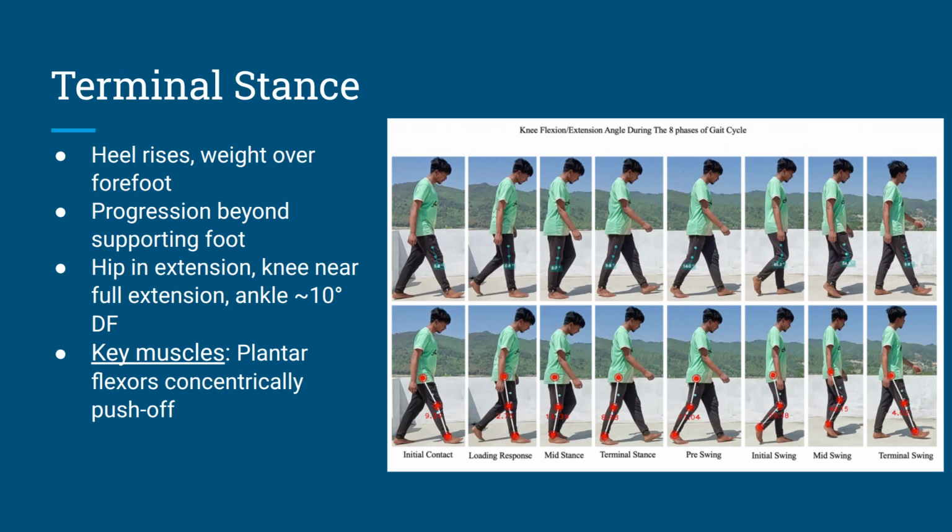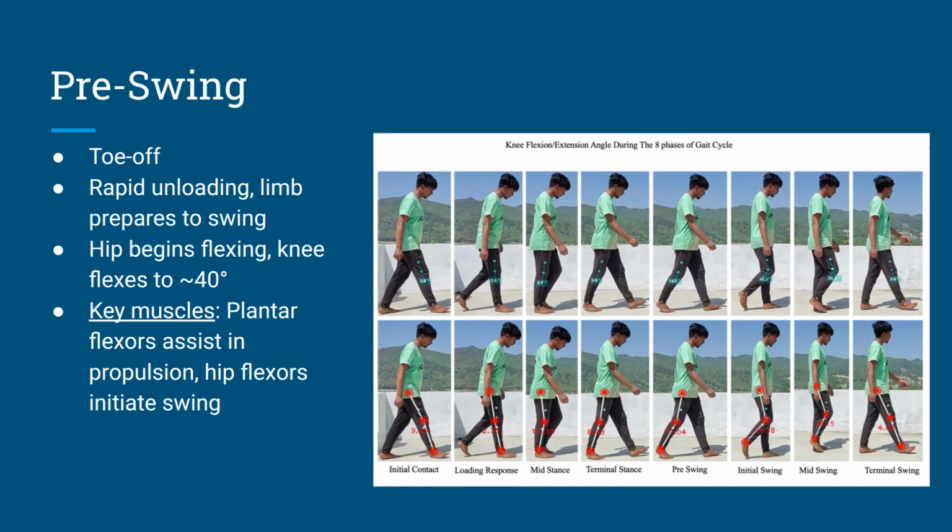Terminal stance. Propulsion begins, hip extension peaks, ankle dorsiflexion peaks, and plantar flexors transition toward concentric action. Pre-swing, rapid unloading is occurring. The limb prepares to advance forward. The hip begins flexing, and the knee flexes to about 40 degrees.